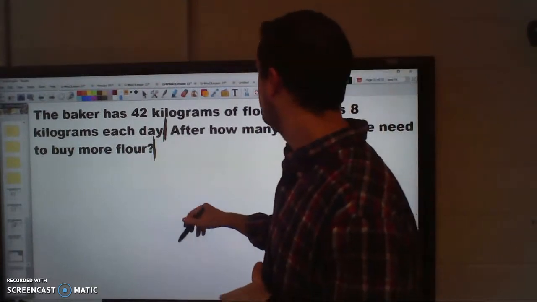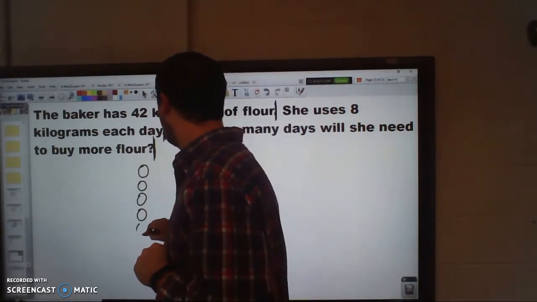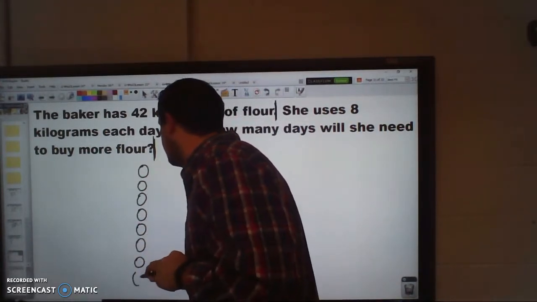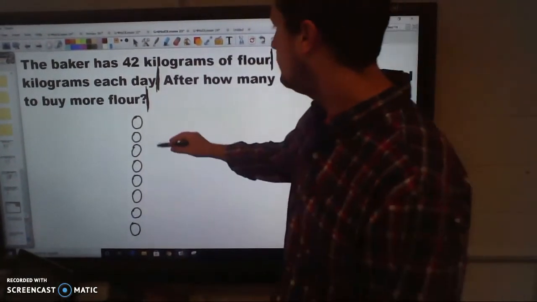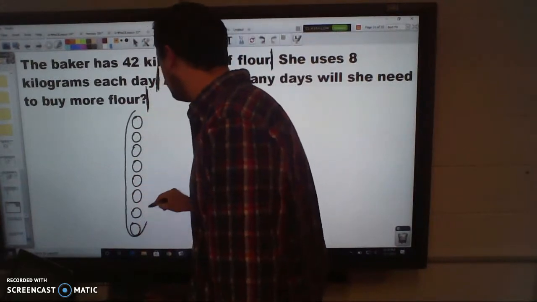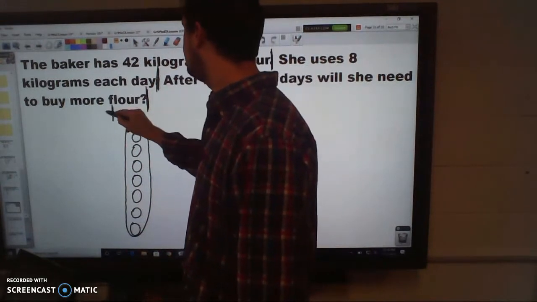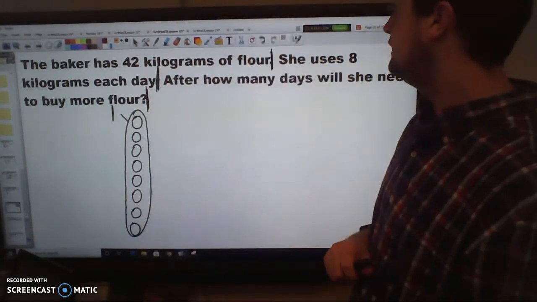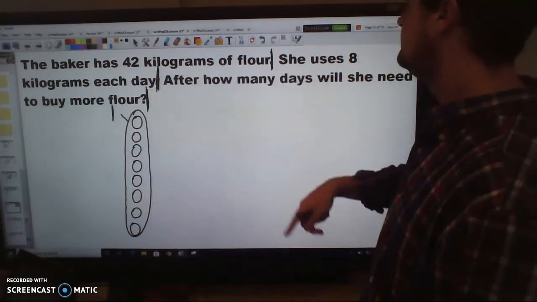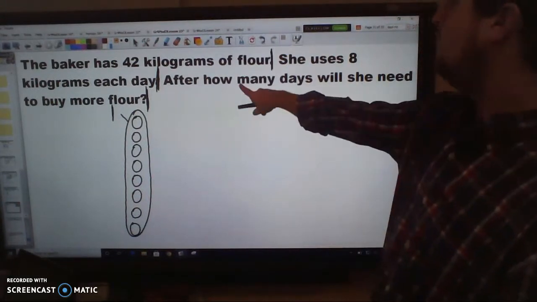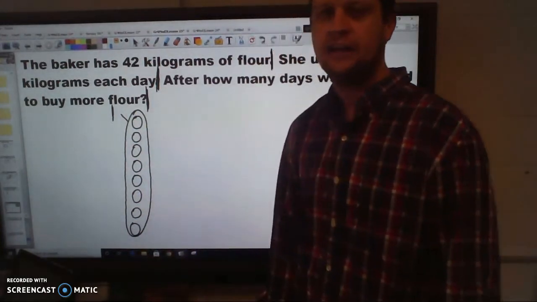So I'm going to do 8. 1, 2, 3, 4, 5, 6, 7, 8. Hopefully you can still see that. All right, so I'm going to circle it. So that is a day. That is one day of using 8 kilograms of flour. Okay? Now remember, we're trying to see how many days, it says after how many days will she need to buy more flour. So the first day, she's good. She's got enough, and that's 8.